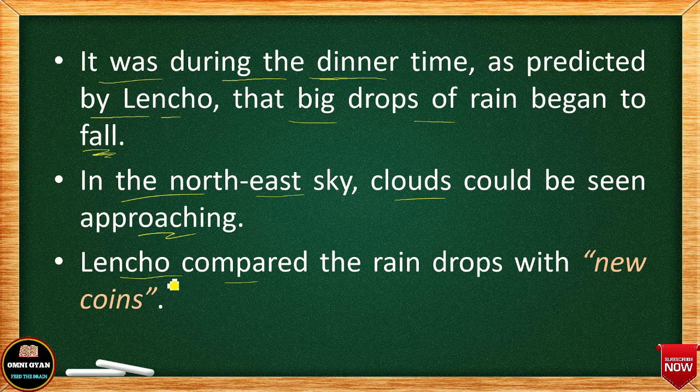Okay, now there would be more crops in his field. So Lencho compared the raindrops with new coins. तो जैसे कि हम लोगों को जब पैसा मिलता है, when we get money we get very happy, right? So Lencho compared the raindrops with new coins, with money actually. तो उसने raindrops को बहुत precious समझा, and he considered the raindrops very precious, and we know that money is very precious in our life, so he considered the raindrops as new coins.